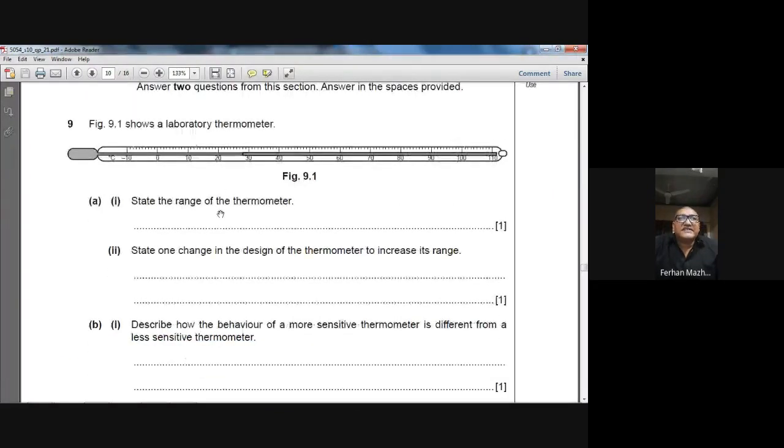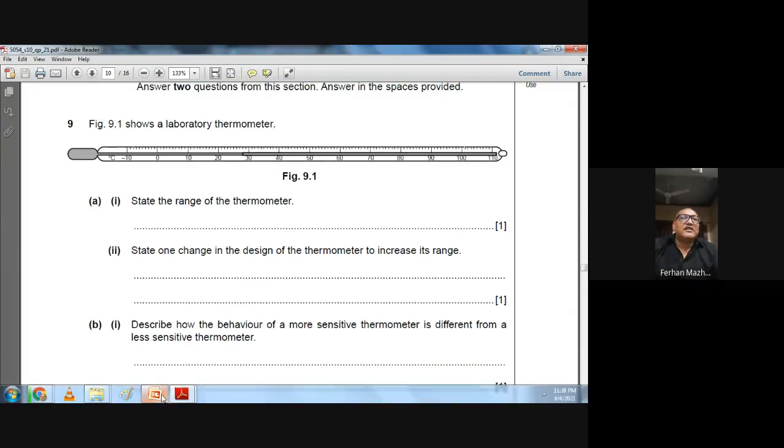State one change in the design of the thermometer to increase its range. If you want to increase the range, the length of the thermometer can be made larger, or you can make the bore of this capillary, in which the mercury is traveling, larger. If you make the bore of the capillary larger, then the range of the thermometer will increase.